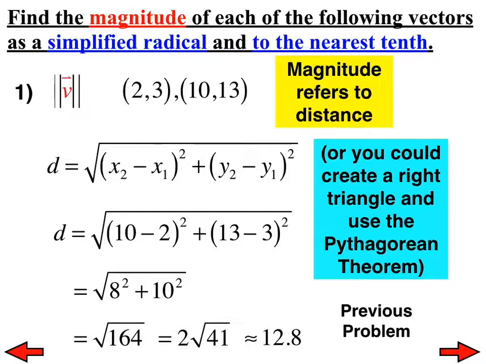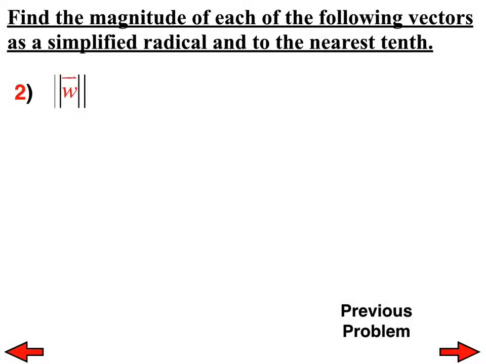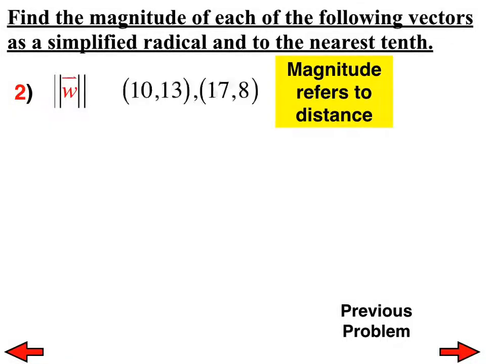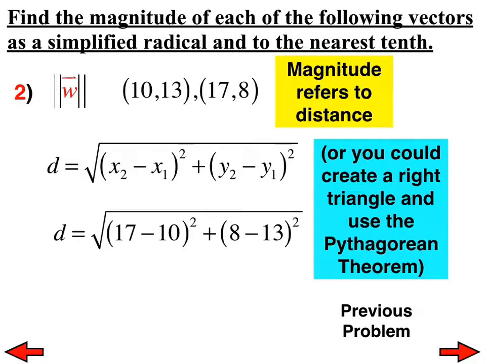Can I get all of you to go ahead and do number 2? In number 2, you are finding the magnitude of vector w. Same idea. And vector w started where vector v ended, so at 10, 13. And vector w ends at 17, 8. All right, so let's take a look at number 2. I'm going to use the distance formula.